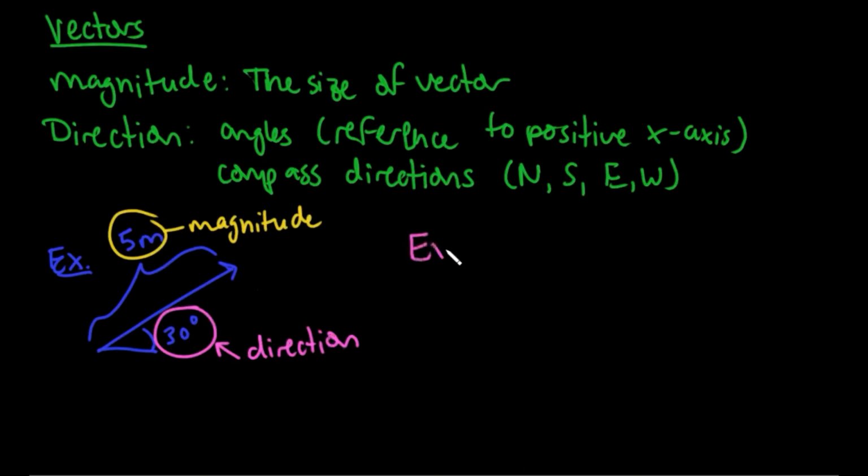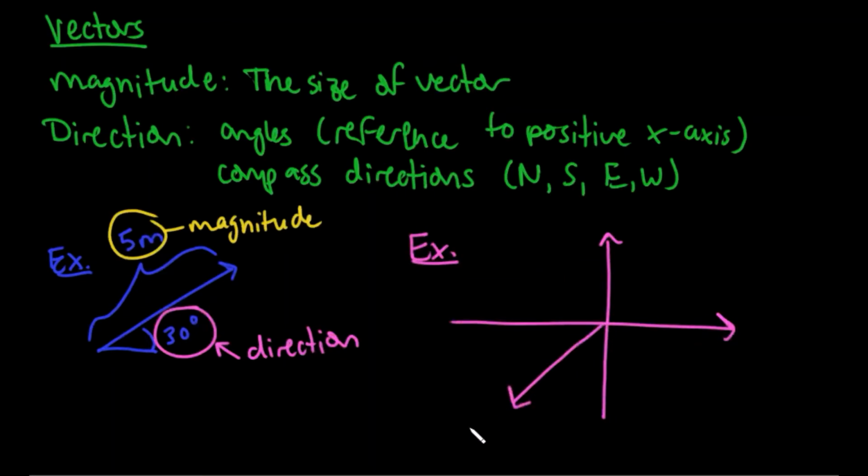Let's take a look at a second example. This time it's going to be on a Cartesian graph. So I have an arrow here and it has a length of 10 kilometers and we have this angle in here that measures 35 degrees. Now, I can identify my magnitude very easily. Again, the size of my arrow is my magnitude.